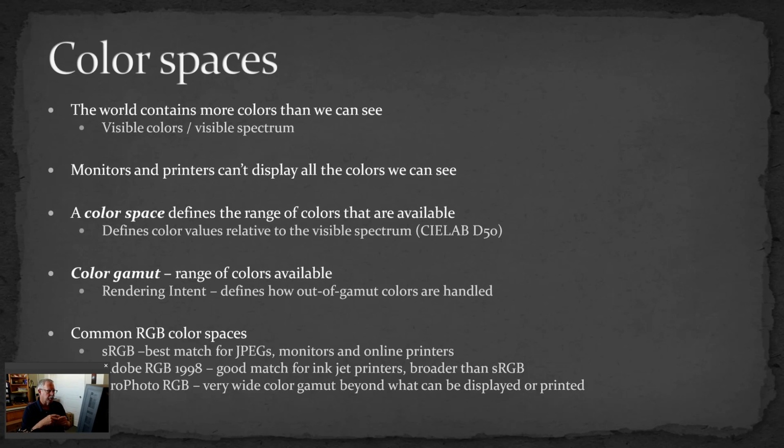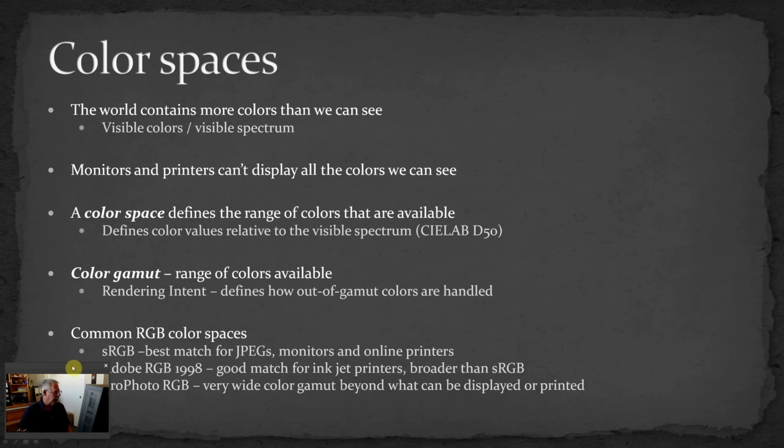Rendering intent primarily defines how out of gamut colors are handled. The two most common are going to be relative colorimetric and perceptual, and they basically deal with how out of gamut colors get compressed back into gamut.